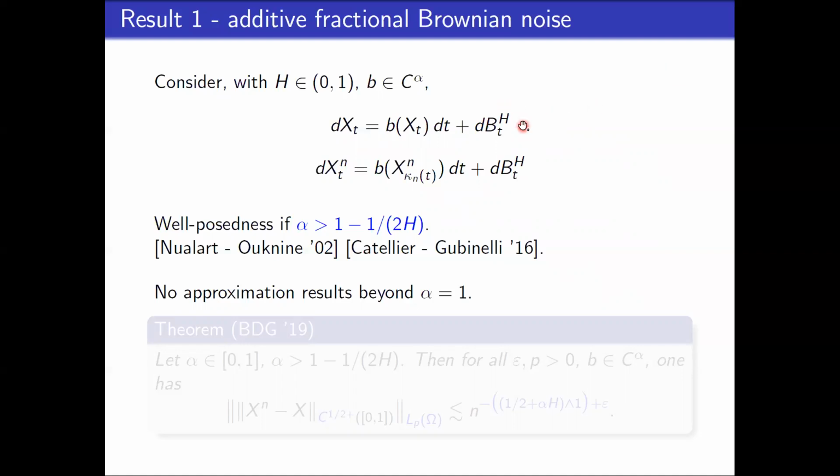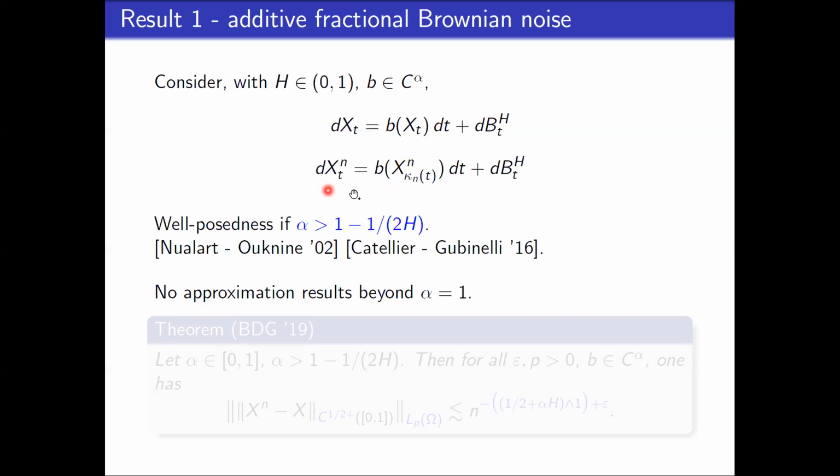So B^H is a fractional Brownian motion with Hurst parameter H, and you take a drift b which is in C^alpha. It is well known that you need some regularity of b to be well posed, which is of course way below Lipschitz. In particular, when H is less than 1/2, this gives you a negative lower bound. So in principle, b could be a distribution.